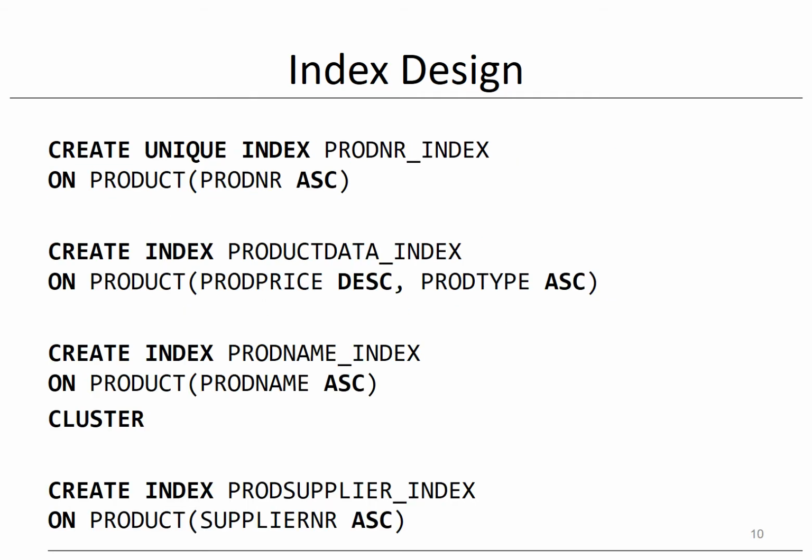Here you see some examples. The first example creates a unique index on product number, which is the primary key. The second example creates an index on product price and product type. The third example creates a clustered index on product name. The final example illustrates an index on the foreign key supplier number in the product table.